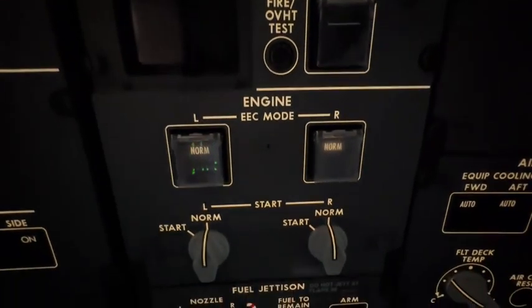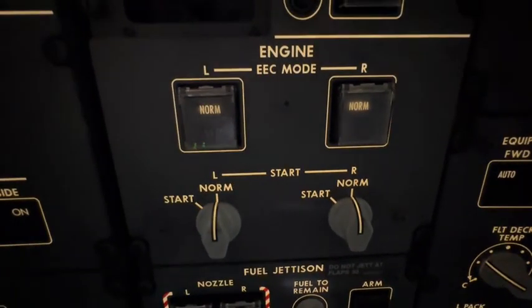Down below this is the engine panel, and you're going to see left and right EEC mode switches, which are guarded as well. Usually the EEC is in its normal mode. EEC stands for electronic engine control. When you push these buttons, it goes from normal mode to alternate. You have to remember, everything has to do with redundancy, and EECs have a backup. They run on dual channels.